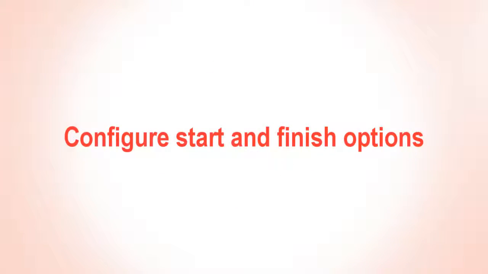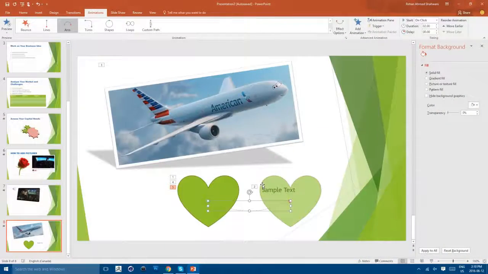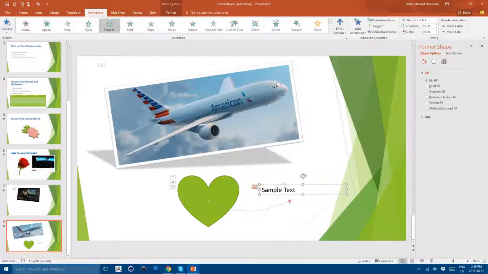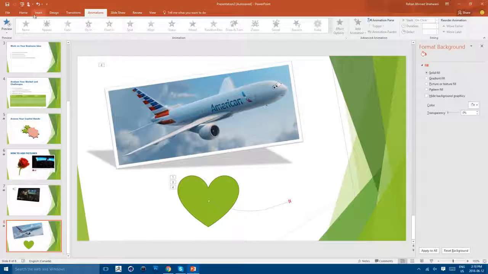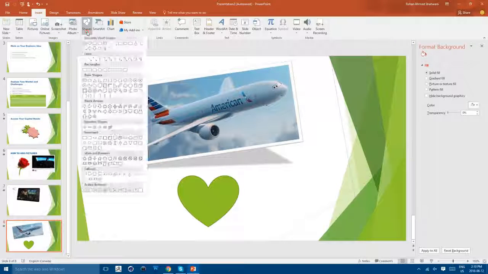Next, how you can configure start and finish options. Okay, so most animation effects can be modified to what you want. For instance, the fly in effect can be changed to a different direction as you want it. Now, to modify your animation options, let's first delete this text animation, and let's add a bunch of shapes.